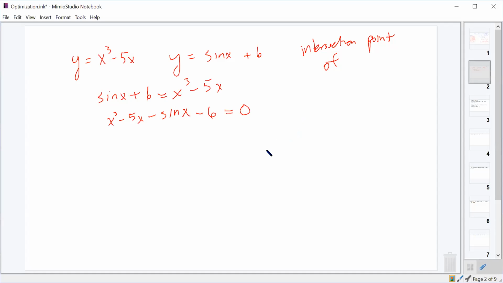What is our x sub n plus 1 going to equal? What is our Newton's method formula going to be? It's going to be x sub n minus, what's going to be in the numerator? x sub n cubed minus 5x sub n minus sine x sub n minus 6. Perfect. And in the denominator, we should have the derivative of that. So 3x sub n squared minus 5 minus cosine x sub n.